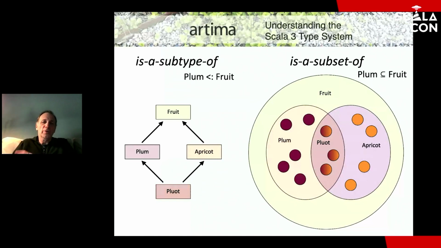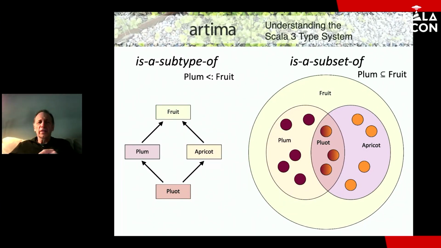And in the middle, there's 3 pluots. And pluots are both plums and apricots. So that's like an intersection or a subset. So because pluot is a subtype of plum, over here on the left, that means pluot is a subset of plum, the set on the right, right? That's what it maps to.